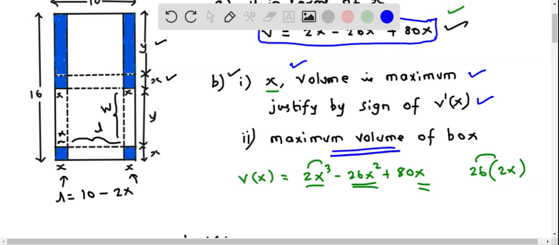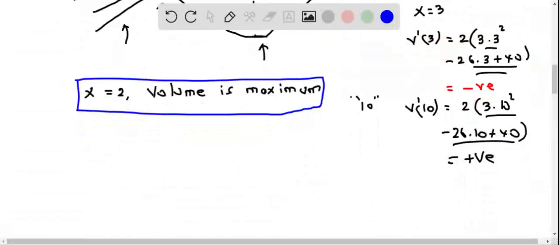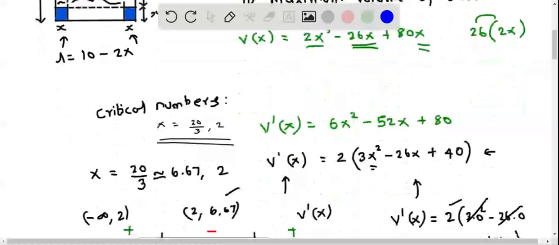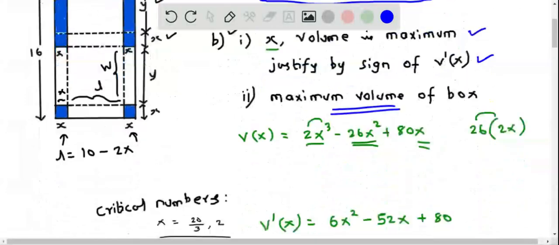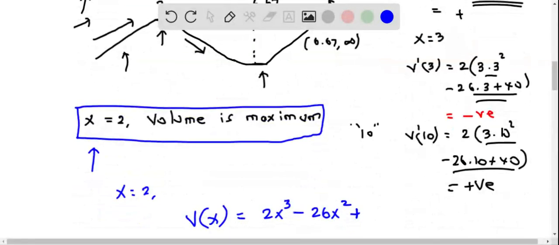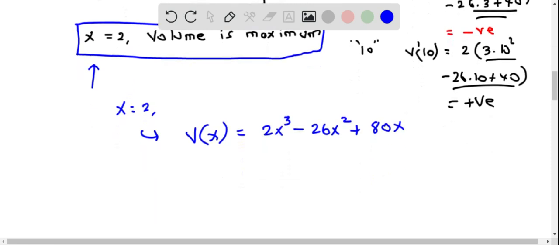So to find the maximum volume, we have to plug the value of the critical number where the volume is maximum into the volume function. So I'm going to plug x equal to 2 into the volume function. Let me copy the volume function, which is v of x, and this equals 2x cubed minus 26x squared plus 80x. I'm going to plug in x equal to 2 into this to determine the maximum volume.